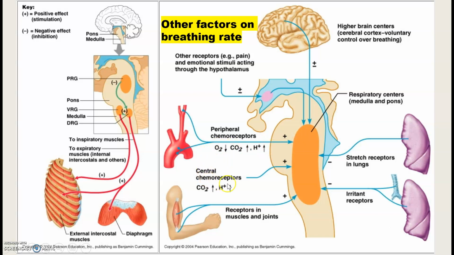Whereas the central chemoreceptors, also in that same area here in the brainstem, also will allow for more breathing at the same time. If we look over here to the right, this one's also pretty interesting. Think about if you've ever breathed in something terrible, like dust, something like that. There are irritant receptors here in this trachea and in the bronchioles that actually prevent more inspiration.